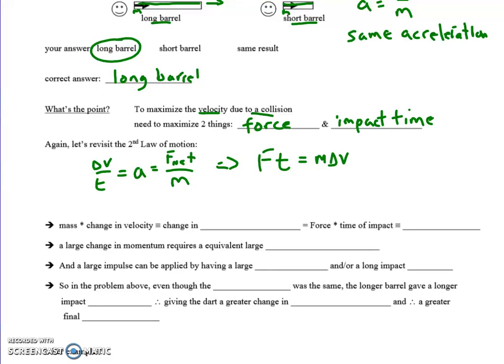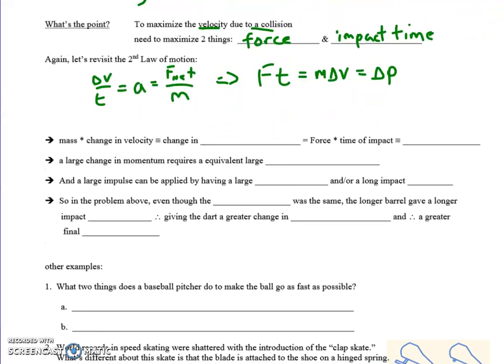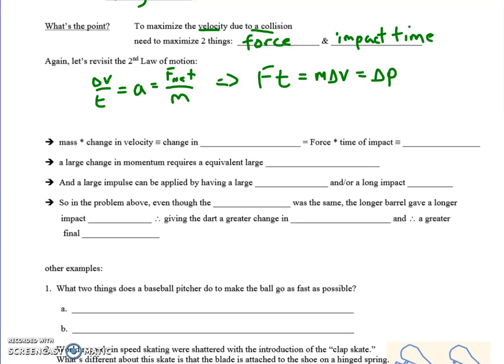Okay? And m delta v is nothing more than change in momentum. Mass times change in velocity is change in momentum. And so if m delta v has a name, change in momentum, we're going to give F t its own name. Force times time of impact is called impulse, and impulse is given the symbol J in our reference tables.